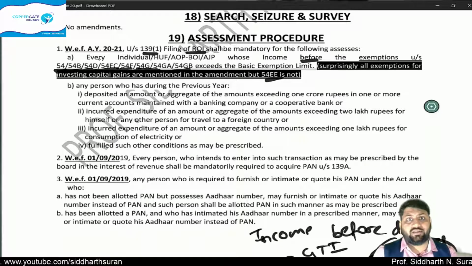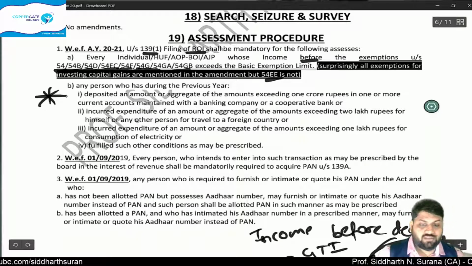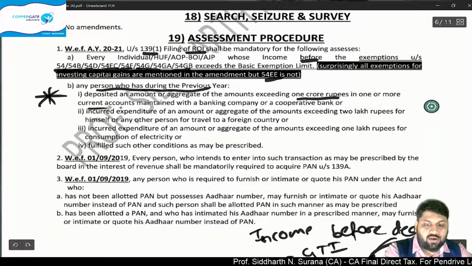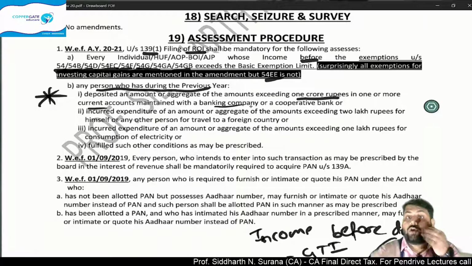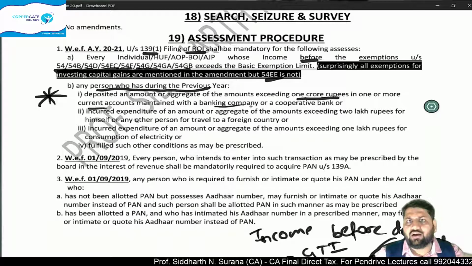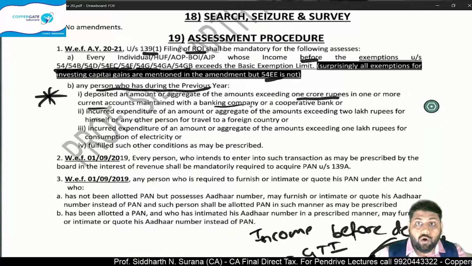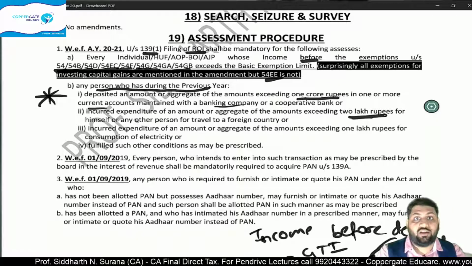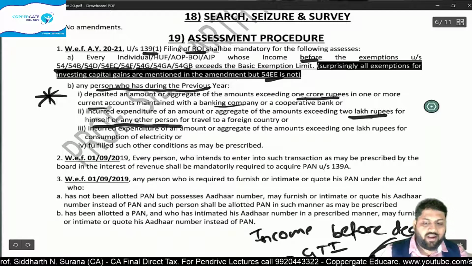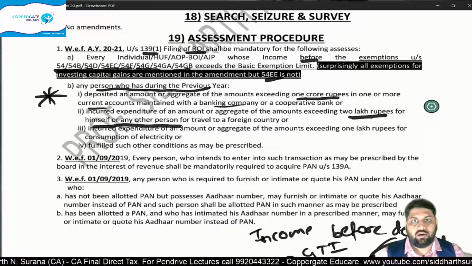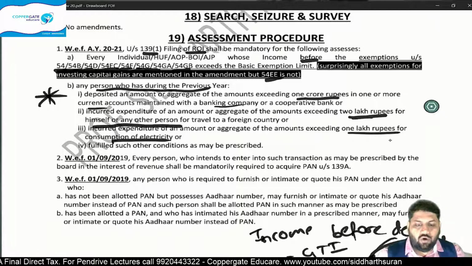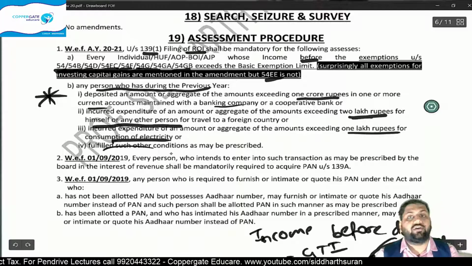And within the same section 139(1), one more new category of compulsory filing of ROI. Any person during the previous year who has deposited amount exceeding 1 crore in one or more current accounts maintained with bank. So, one account or multiple accounts, if your total deposits exceed rupees 1 crore, or you have incurred foreign travelling expenses exceeding rupees 2 lakh, for yourself or for any other person, or electricity bill exceeding rupees 1 lakh, or fulfilling any other conditions, then filing of return will be compulsory.